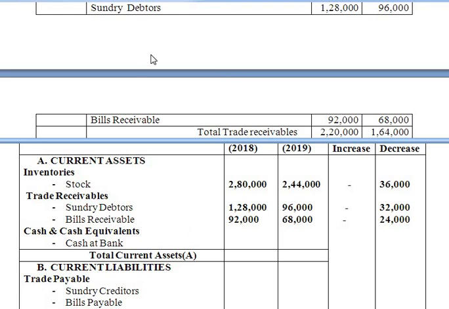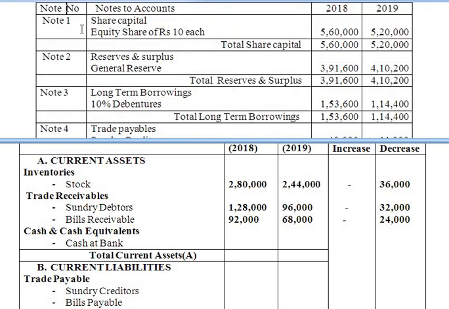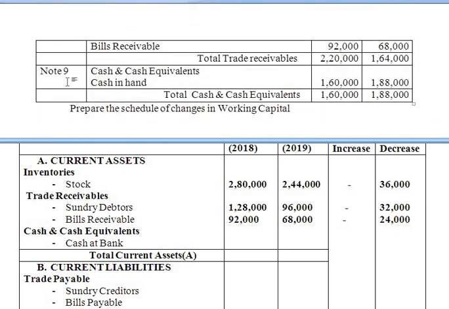Now the next current asset, we can check it in the balance sheet. It is cash and cash equivalents. The details of cash and cash equivalents will be available in note number 9. We have one item here, that is cash at bank only. Here correction.